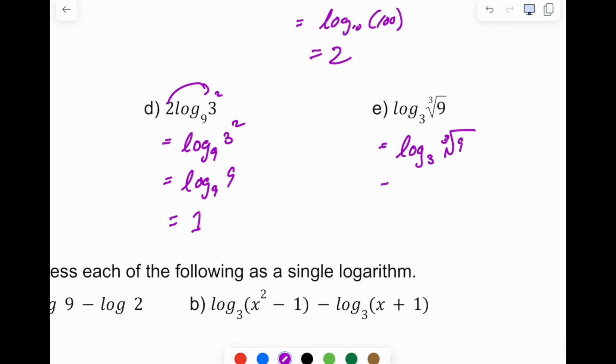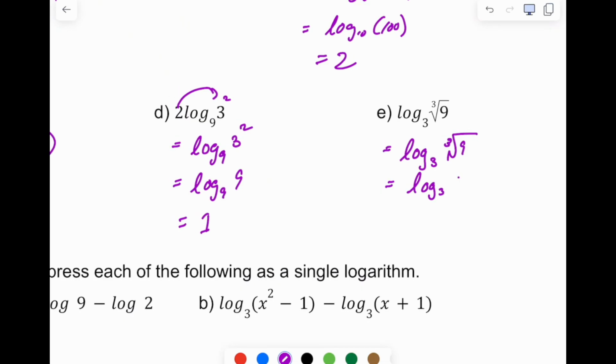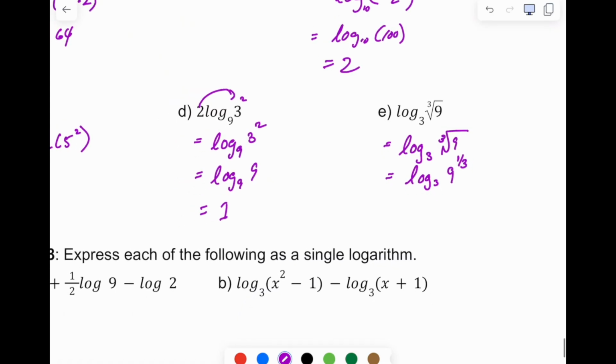So what does that look like? Well, this is going to be log base 3. Well, we're going to convert the cube root into a rational exponent, which is going to be 9 to the power of a third. So now that we got that, we could move the exponent outside. So we get 1/3 log base 3 of 9. So that's going to be 1/3. Well, log base 3 of 9, when there's 3 to the power of what is equal to 9, that's going to be 2. So here our answer is 2/3.